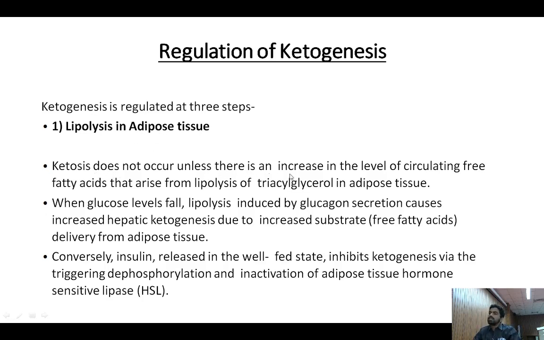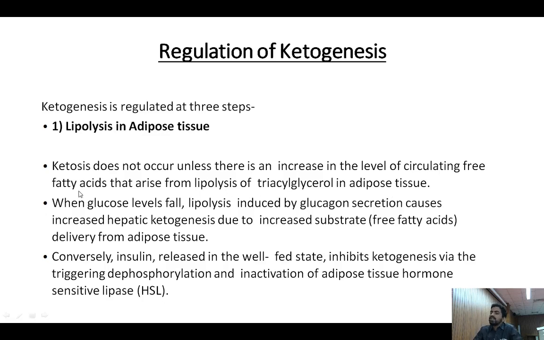Ketosis does not occur unless there is an increase in the level of circulating free fatty acid that arises from lipolysis of triacylglycerol in adipose tissue. You can understand this from the opposite end. When we take carbohydrate or fat, ultimately the excess glucose and fat get stored in the form of triacylglycerol in adipose tissue. So when there is decreased glucose, or decreased synthesis of glucose from gluconeogenesis, this triacylglycerol in adipose tissue forms free fatty acid by the process of lipolysis.